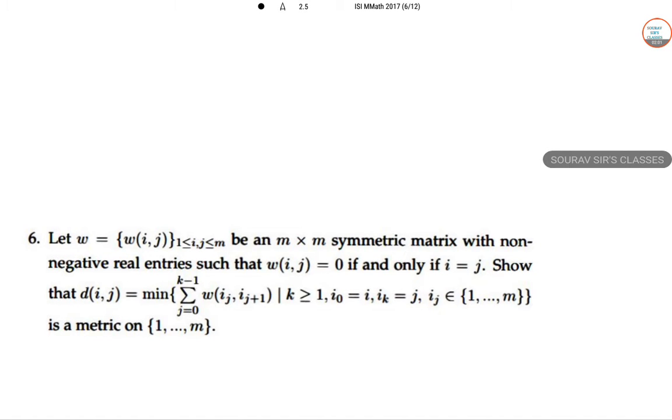Next, question 6. This is about a matrix space. Let W equal to W of ij be an m by n symmetric matrix with non-negative real entries such that W of ij equals 0 if and only if i equals j. Show that D of ij, defined as the minimum of this, is a metric space.